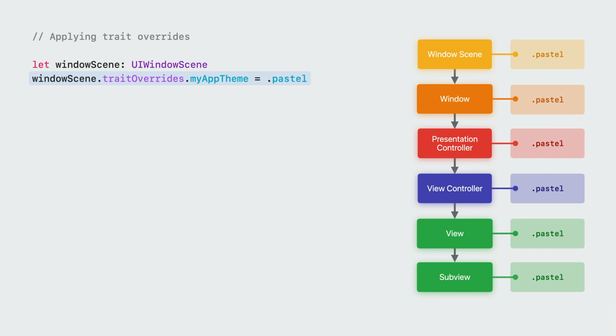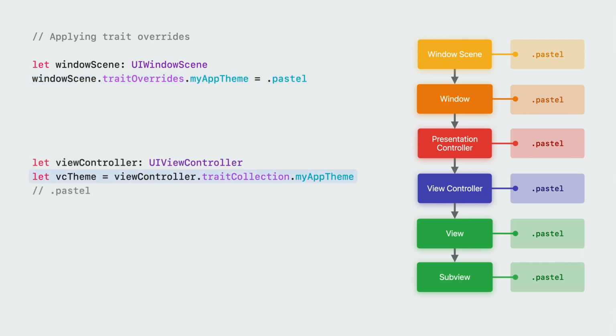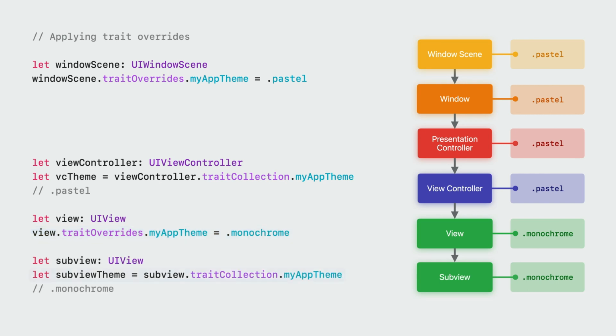So by setting the theme in one place at the root of the hierarchy, I've changed the base value that gets propagated to everything in that hierarchy. For example, I can read the theme from the trait collection of any view controller inside that window scene and get back pastel. Then, I can use the traitOverrides property on a view deeper in the hierarchy to modify the theme for that view and anything below it. Here, I'm setting a monochrome theme trait override for this view. So this monochrome value is what is inherited by its subview, overriding the pastel value from higher up in the hierarchy.